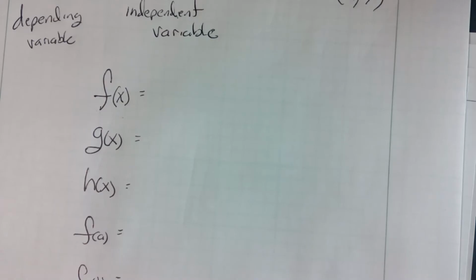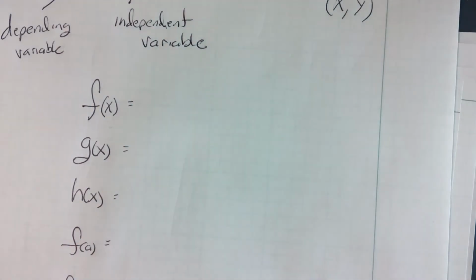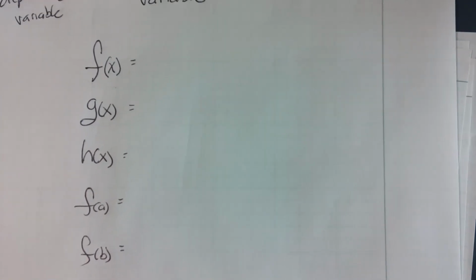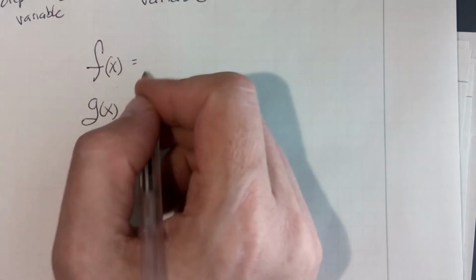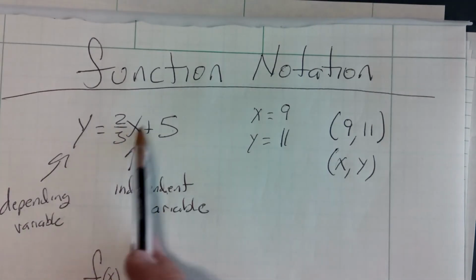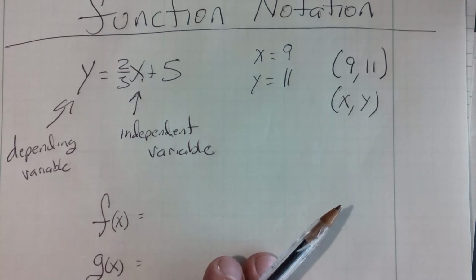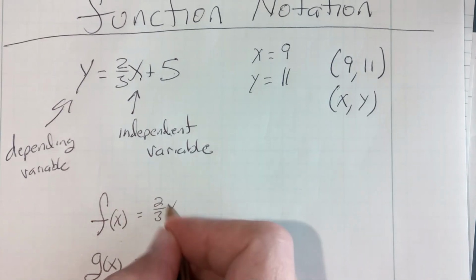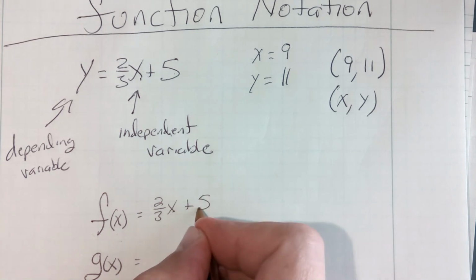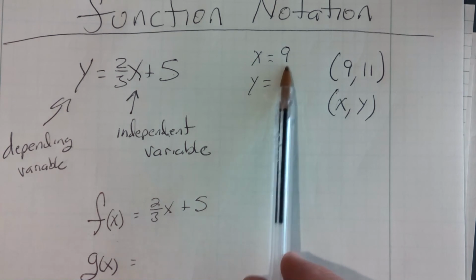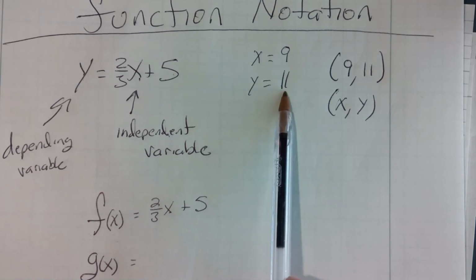What I want to emphasize is that functions come in many, many forms. There are many types of functions or equations. You could have a linear function like the one that I gave up here. This is a linear function. Why don't we write that as our first function: f of x equals 2/3 x plus 5. Similar to up here where I said, let's let x equal 9 and find out what y would be. Same thing here.